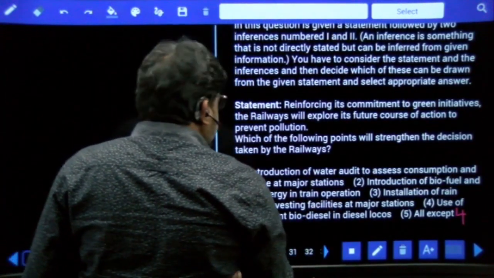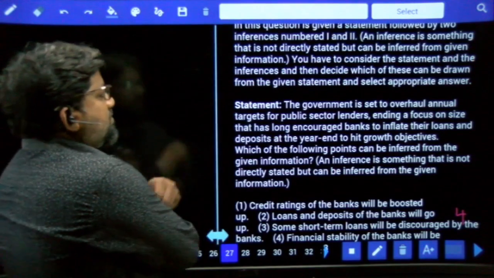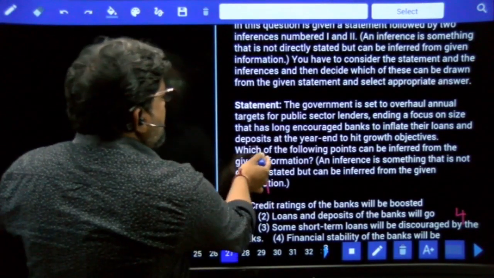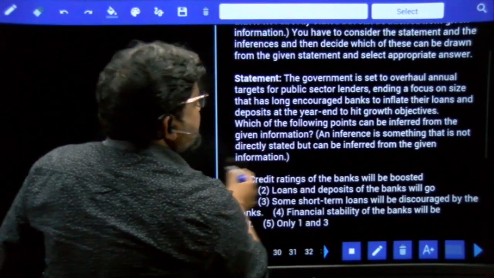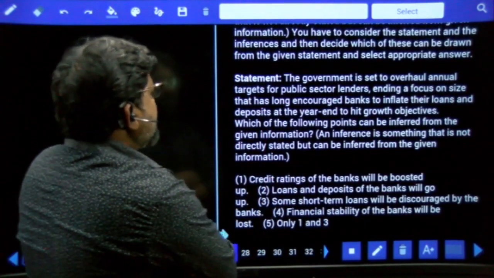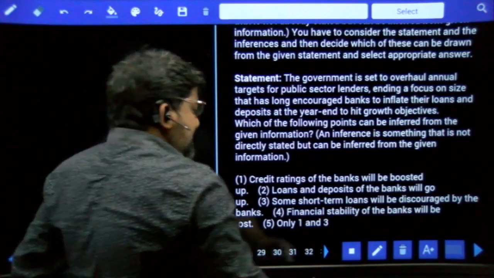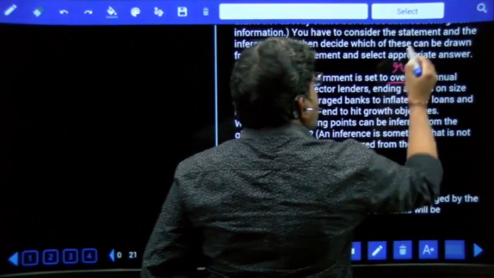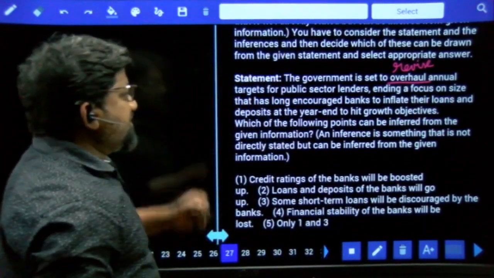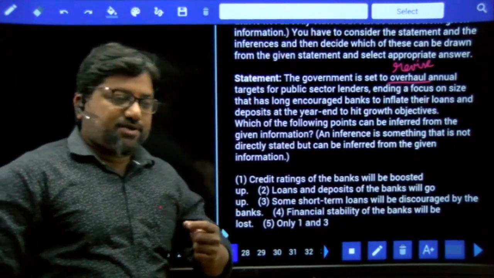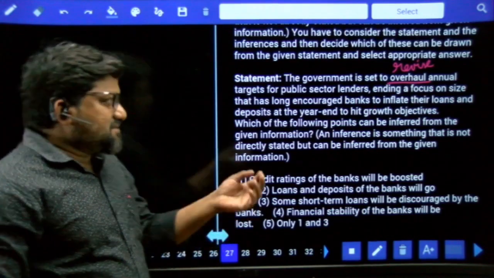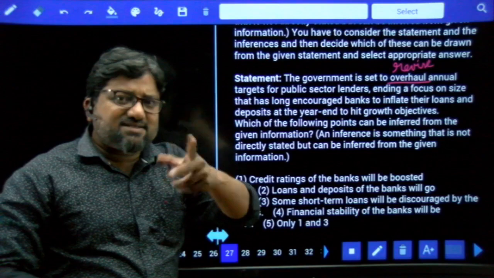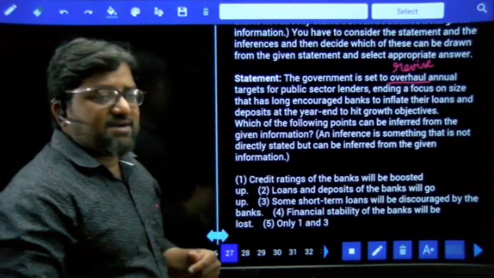Fifth option. Next, 27. Okay, again we have a question which is on critical reasoning. Let's see. The government is set to overhaul annual targets for public sector lenders. Overhaul, revise. They are going to revise annual targets for public sector lenders. For example, you have public sector lenders, some banks. So somebody who is going to lend some money, they want to make some changes in their annual targets.